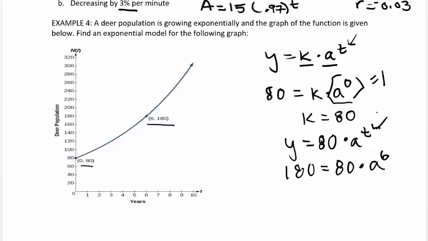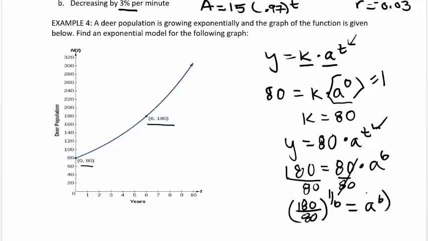So now I see here I can divide both sides by 80. And when I do that, I'm left with a to the 6th equals 180 over 80. So I take the 6th root of both sides. And there's two ways you can do this. You can use the root button, or you can raise both sides to the 1/6 power. Because if you have a power raised to a power, the powers multiply and they cancel. So 6 times 1/6 is 1. So a is going to equal 180 divided by 80 to the 1/6 power.